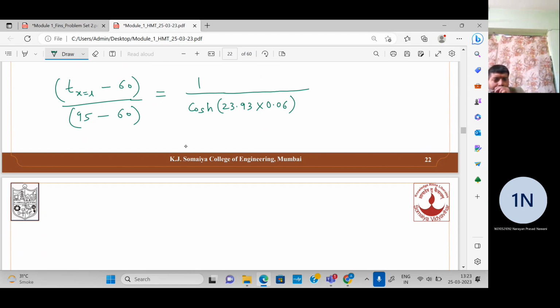Just solve this. Simplify. So we'll get one equation in terms of T at x is equal to L. So we have one equation, one unknown, that is T at x is equal to L. We can find this. I calculated T at x is equal to L as 75.75 degrees Celsius.